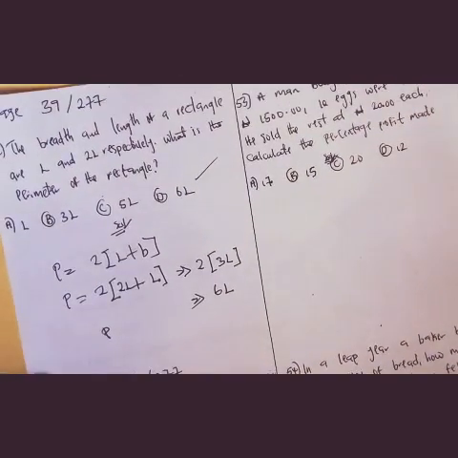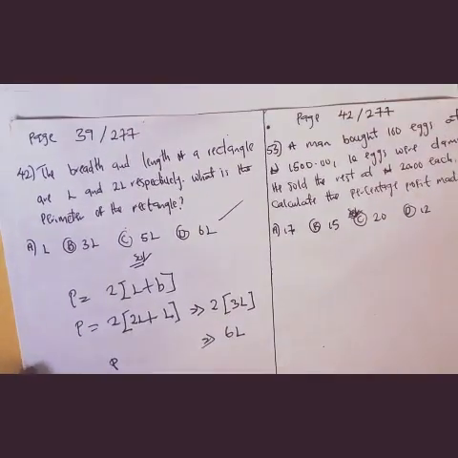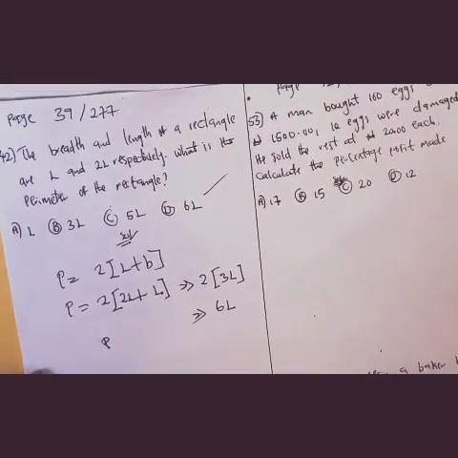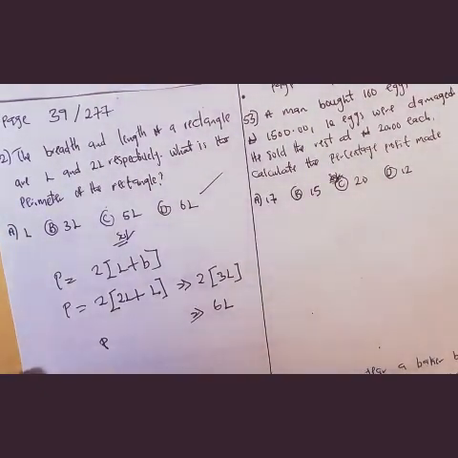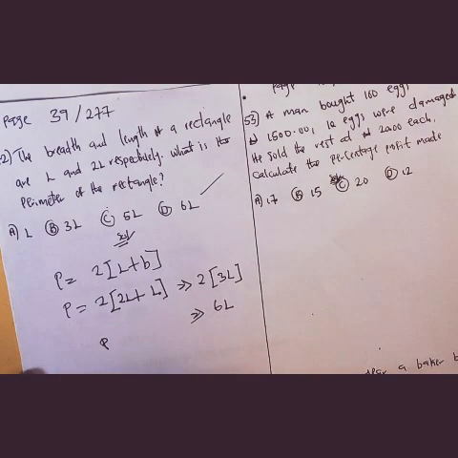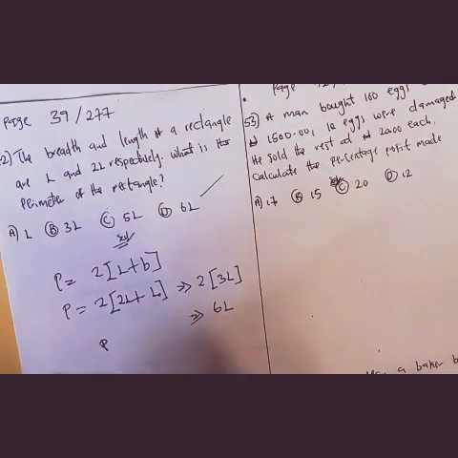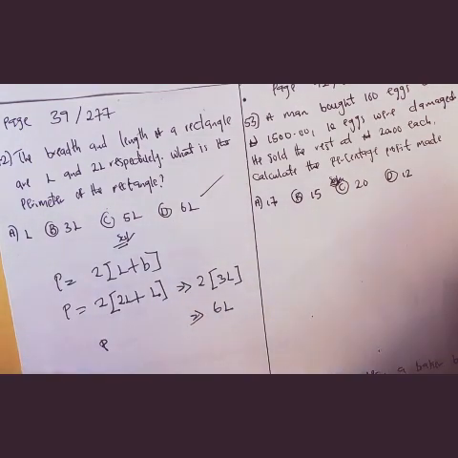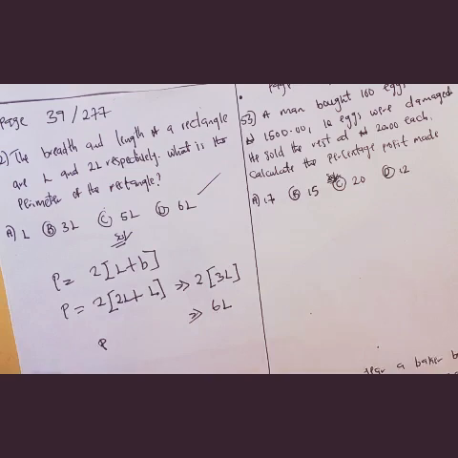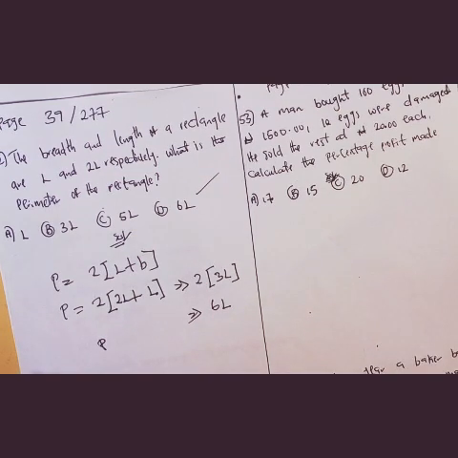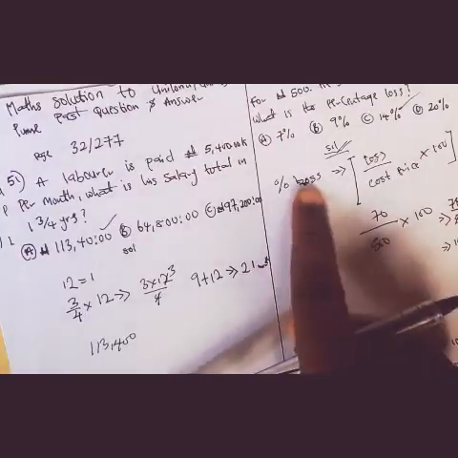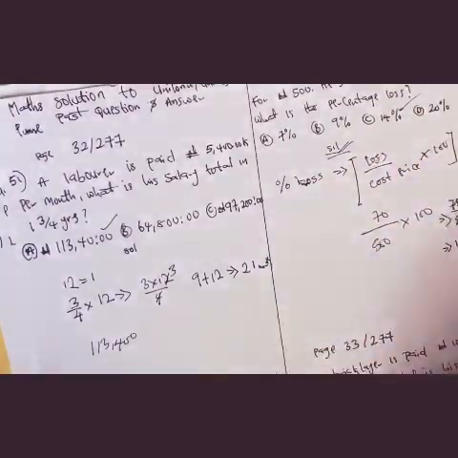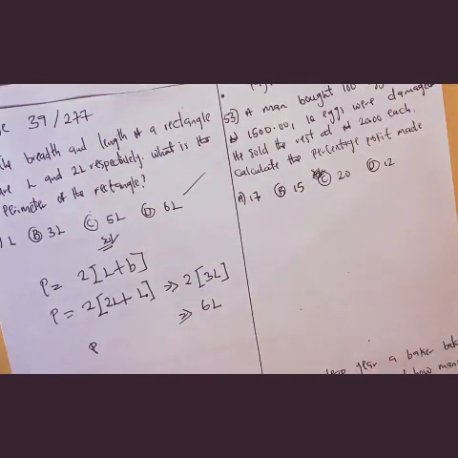So this is page 42 of 277. I'm looking at question 53, and it says a man bought 100 eggs at 1,500. 10 eggs were damaged. He sold the rest at 20 naira each. Calculate the percentage profit. If you remember, previously we looked at a question that had to do with finding percentage loss. The formula we used then was loss over cost price multiplied by 100. So this question now is asking us to find the percentage profit.